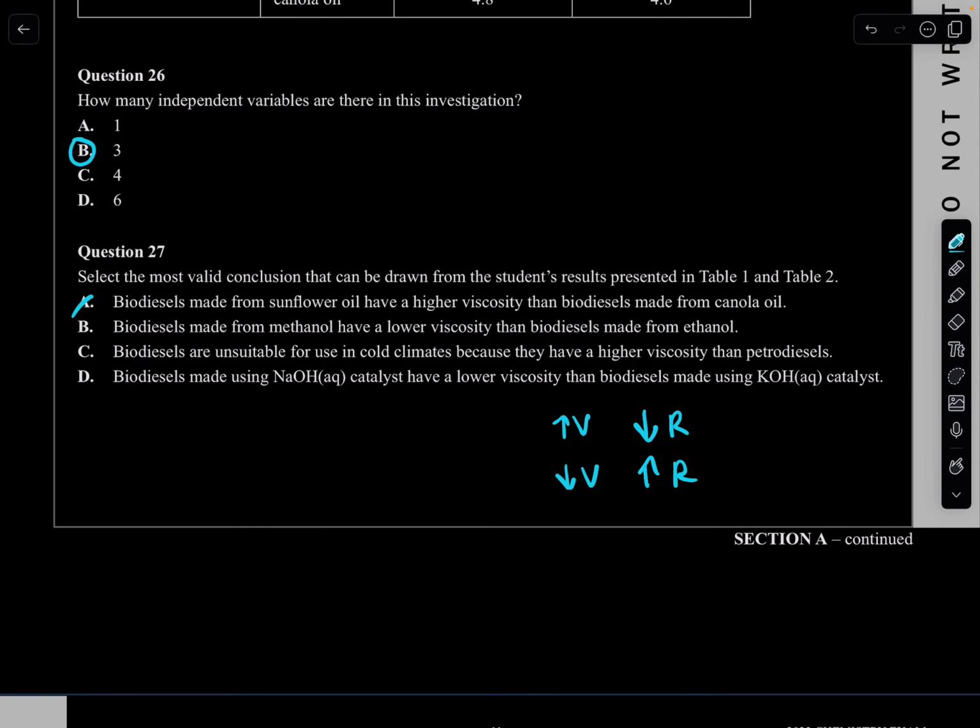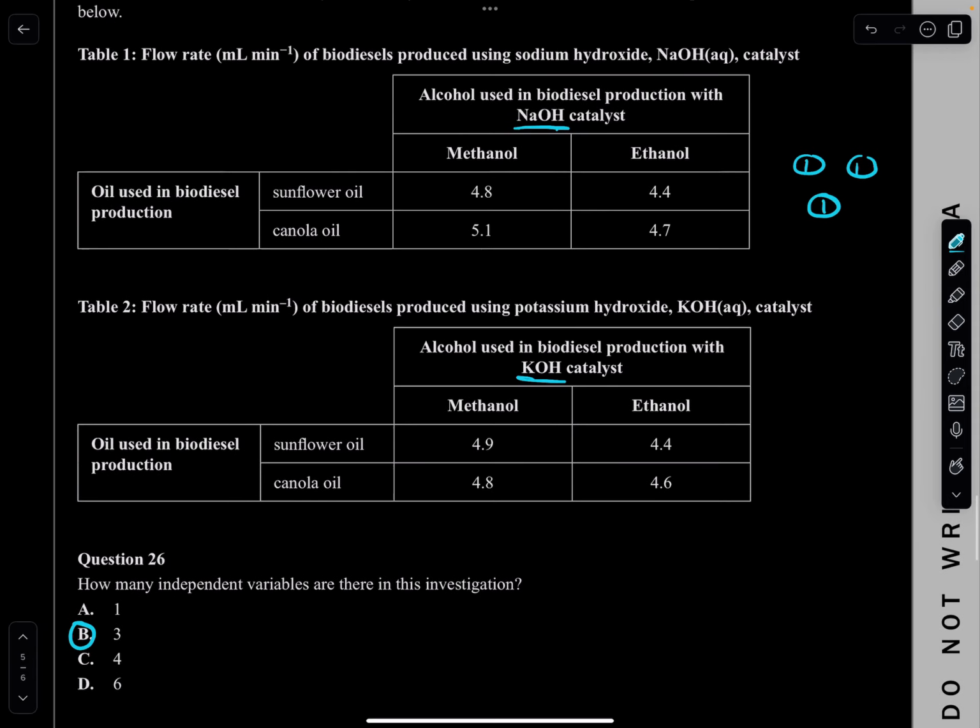B. Biodiesels made from methanol have a lower viscosity than biodiesels made from ethanol. So wait, methanol has low viscosity. Low viscosity means the rate of flow is higher, and so it has to have a high number. So methanol compared to ethanol should have the high number. Let's have a look at methanol.